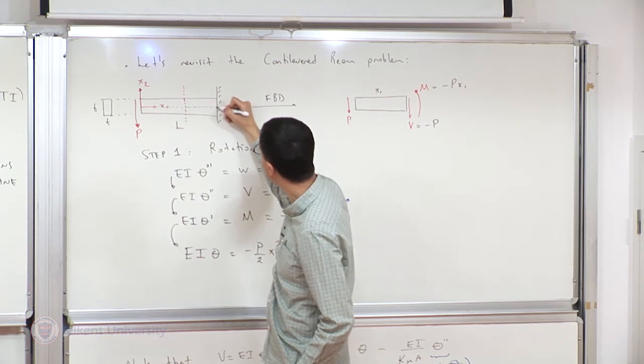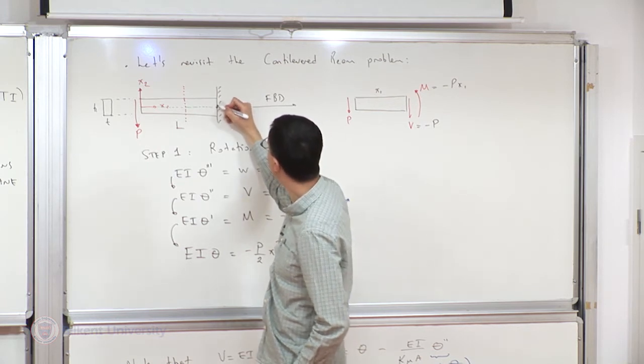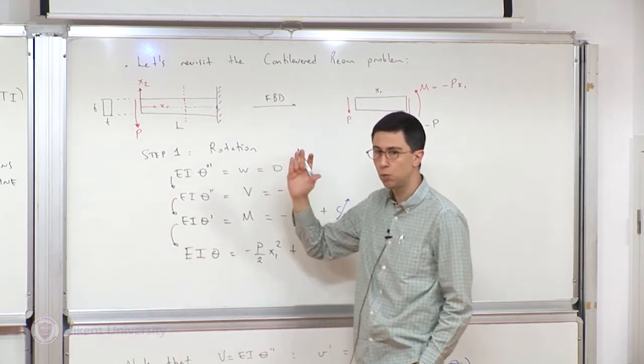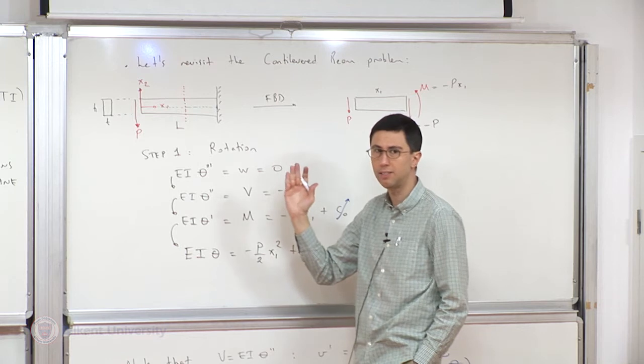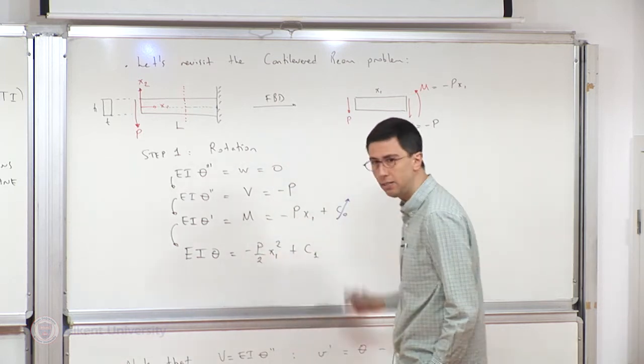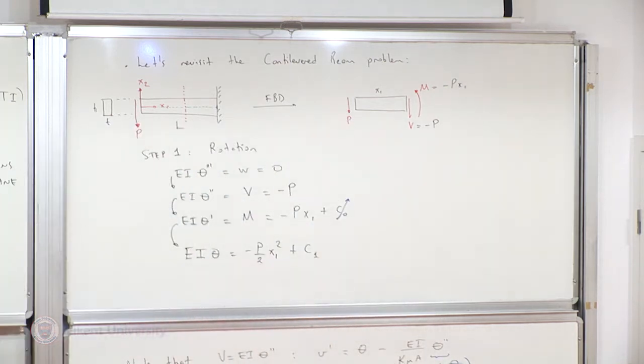Instead, I just picked x2 equals 0 point, and I said that at that point, if I draw a short blue line, that line will not rotate. So its rotation theta was constrained to be 0 in the analytical solution as well. So qualitatively, what we're doing is really the same.